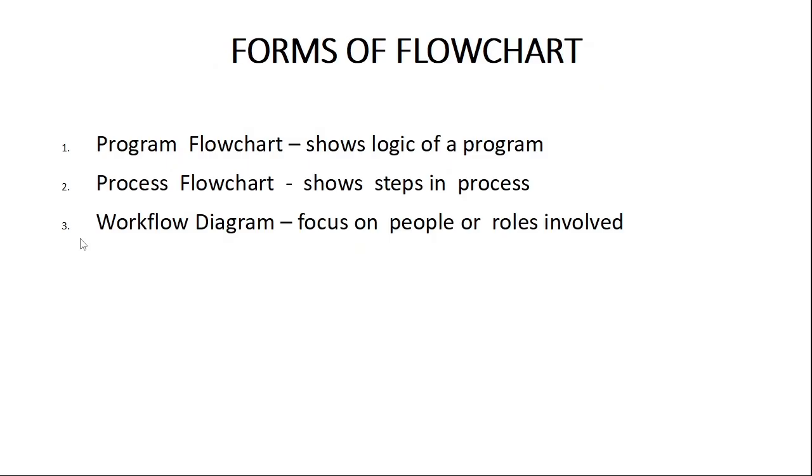Forms of flow chart. We have different forms of flow chart. We have the program flow chart, which shows the logic of a program. We have the process flow chart, which shows steps involved in a process. And we have the workflow diagram, which focuses on people or roles involved. Let's say you have a software, there will be a set of roles involved in the process. Let's say an admin grants access. If you want to represent it in a flow chart, the form to use is the workflow diagram. We also have process flow charts, which show the process involved to solve a problem, and program flow charts, which show the logic of a program.